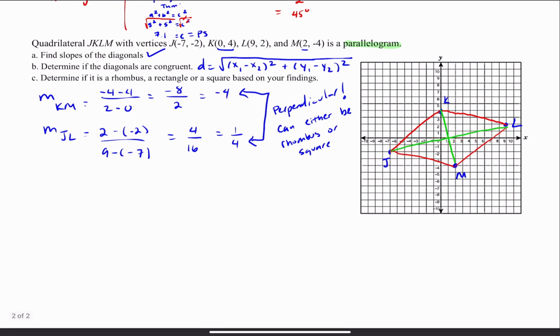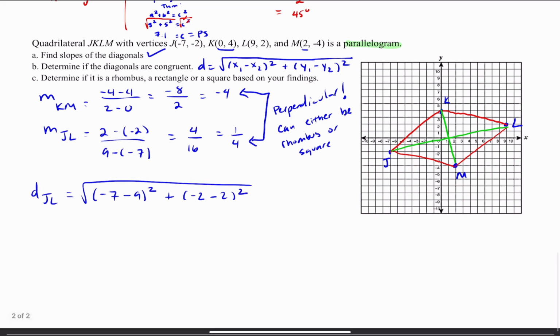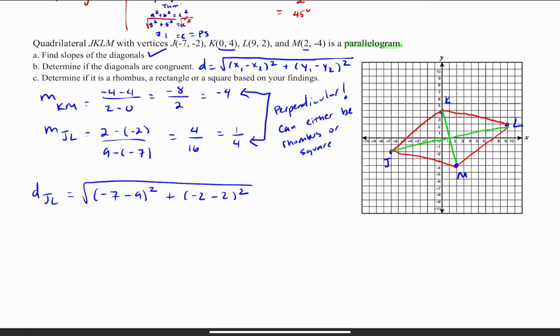The distance between J and L would be D equals the square root of x sub 1 minus x sub 2 quantity squared plus y sub 1 minus y sub 2 quantity squared. And that's going to give you approximately 16.1. So DJL is approximately 16.1.